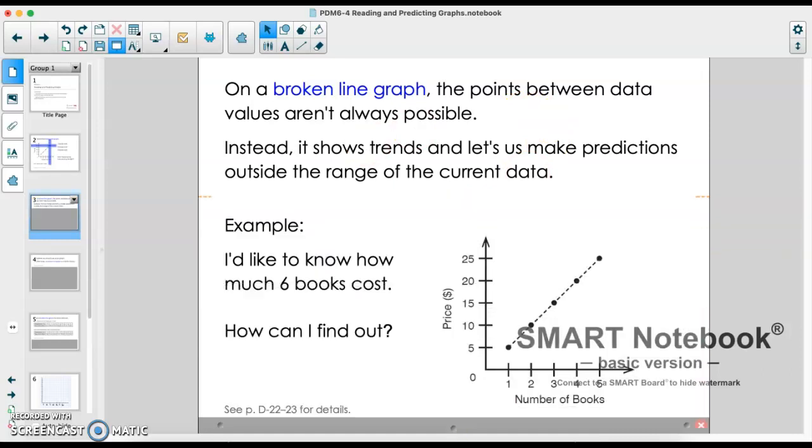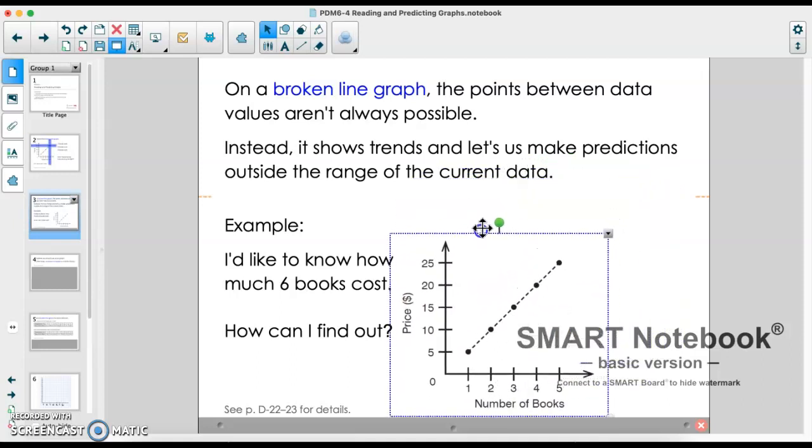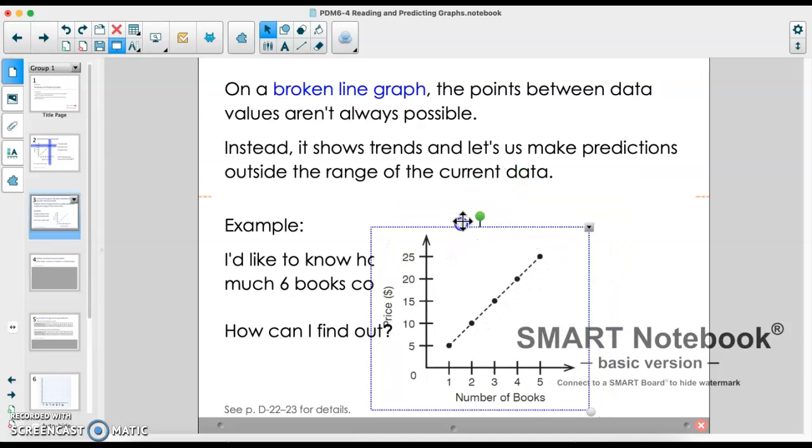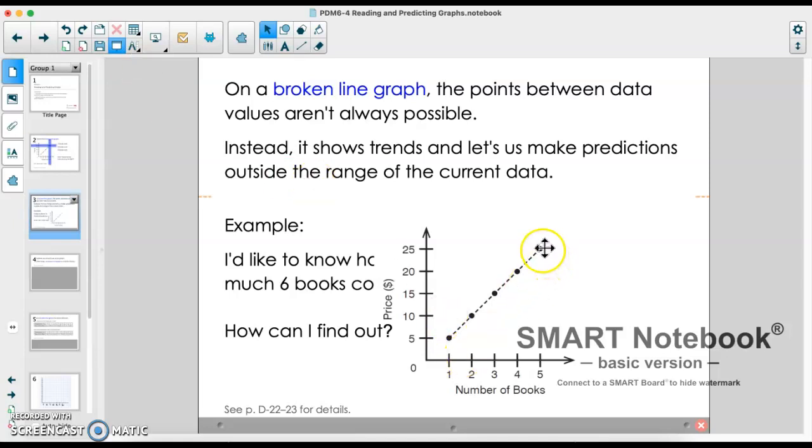And so what I mean by that is, let's look at this. This is the same graph. I can move the whole thing up. There, it's easier to see. That watermark is in the way. So what this question asks us is how much 6 books would cost. Now, this is a situation where 6 is actually outside the range of data because it only goes up to 5. But you could just extend this line further on to get 6 books. So you could draw the 6th value.